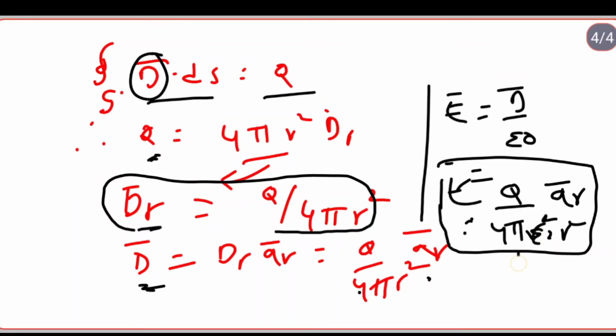While we discussed Coulomb's law, the electric field intensity was calculated with the same equation, q by 4 pi epsilon naught R square. Like that, integration we can use to obtain the Gauss law.